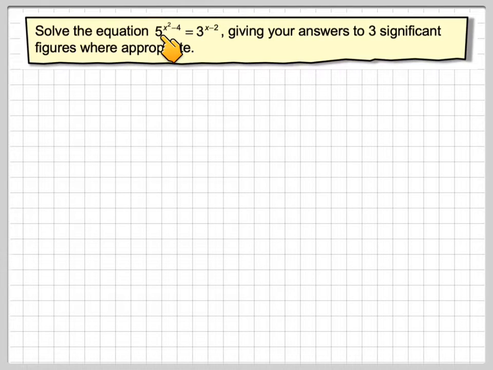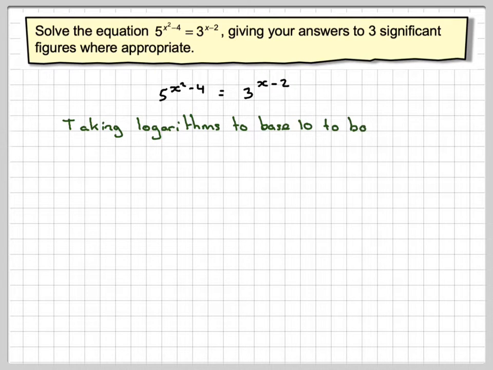Solve the equation 5 to the x squared minus 4 is equal to 3 to the x minus 2, giving your answer to three significant figures where appropriate. Okay, so writing down the equation, taking logarithms, this can only take base 10, but you can take any base as long as you do the same base to both sides.